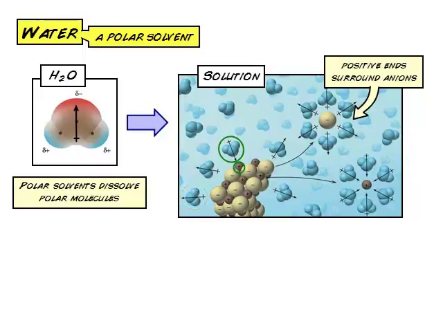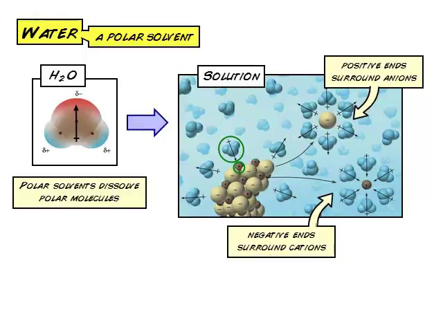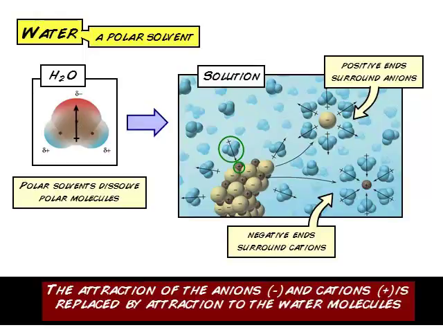The negative side of the water molecule, the oxygen side, is attracted to the positive cations. In solution, the negative ends surround the cations. The attraction of the anions and cations in the ionic solid is replaced by the attraction to the delta positive and delta negative sides of the water molecule.